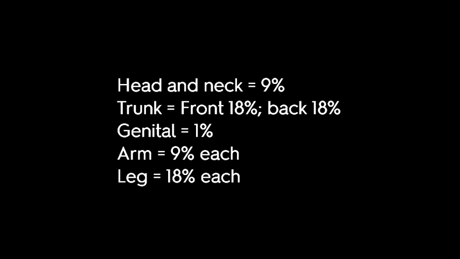How do you determine burns? Total body surface area, with a formula known as the rule of 9. Head and neck equals 9%, trunk equals front 18%, back 18%, genital equals 1%, each arm equals 9%, each leg equals 18%.